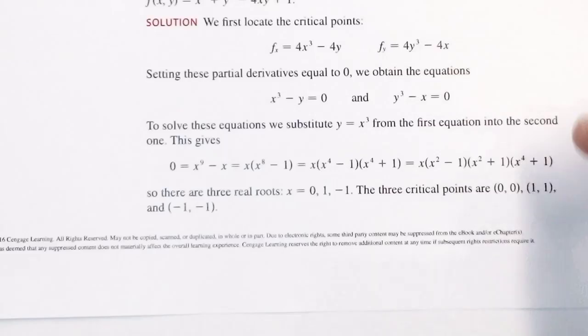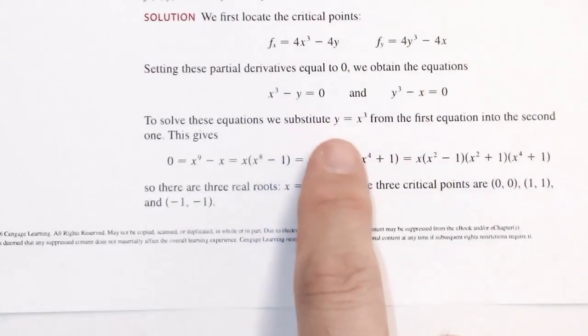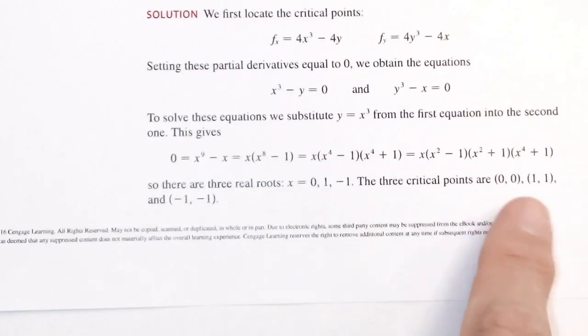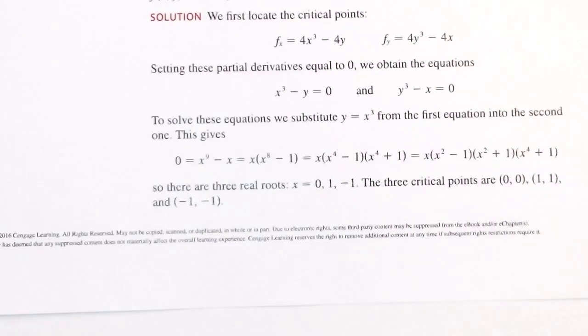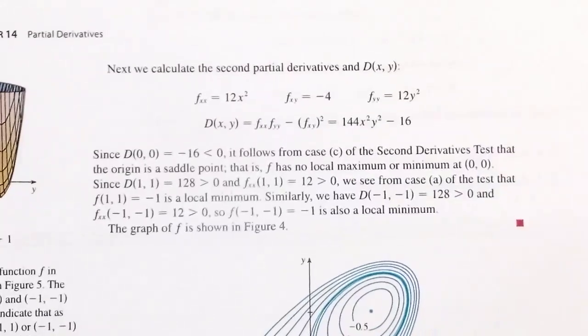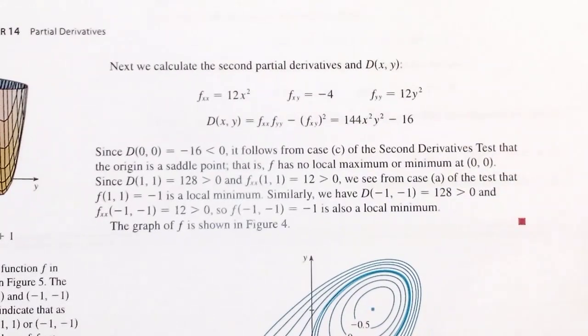Because we got here that y is x cubed, so 0 cubed is 0, and 1 cubed is 1, and negative 1 cubed is negative 1. So I look at those 3 points, and I'll do the second derivative tests. And there are my second derivative tests. So when I put in 0, 0, I get negative 16. And when my second derivative test gives me a negative, that's a saddle point.